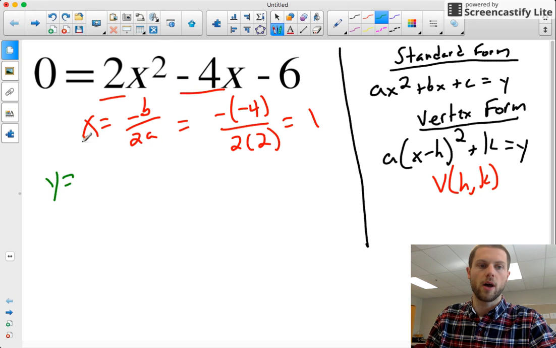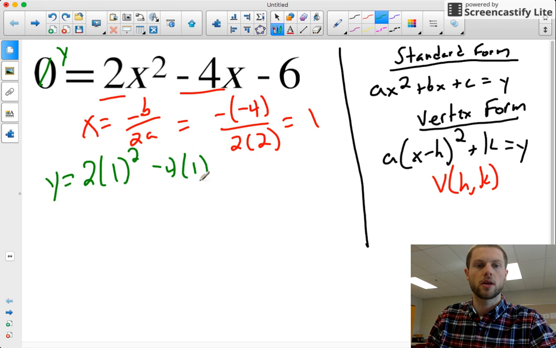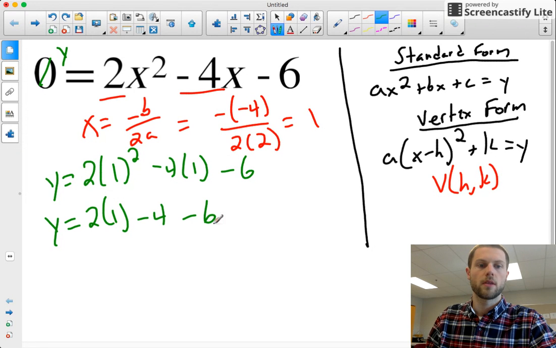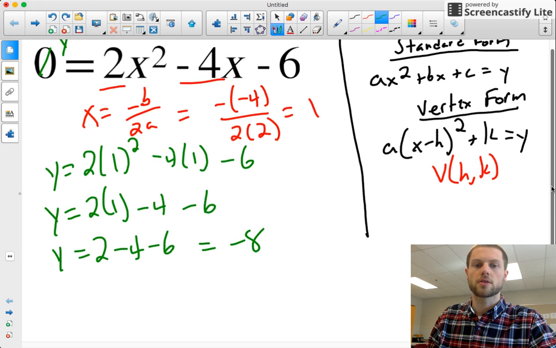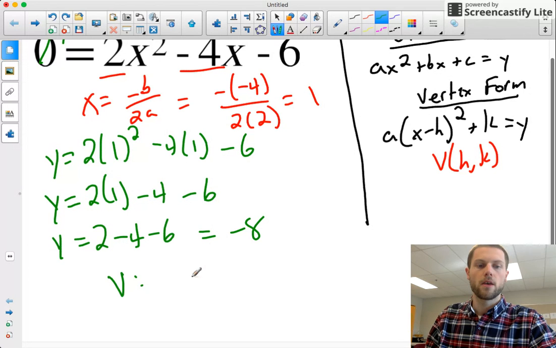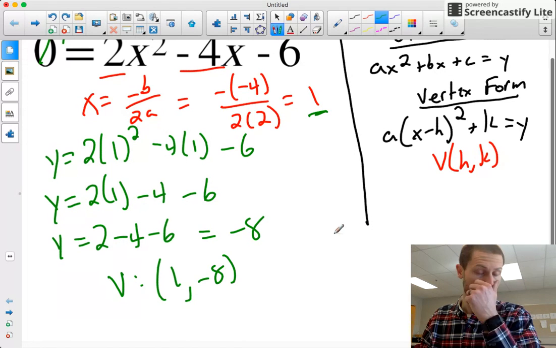We want to solve for y. For a moment, I'm just going to pretend that this is y equals. Let's find what the value of y is when x is equal to 1. So we're going to plug in 1 for all these values. y is going to equal 2 times 1 minus 4 minus 6, so y equals 2 minus 4 minus 6, or negative 2 minus 6, which is negative 8. So the vertex of this equation is 1 and negative 8.